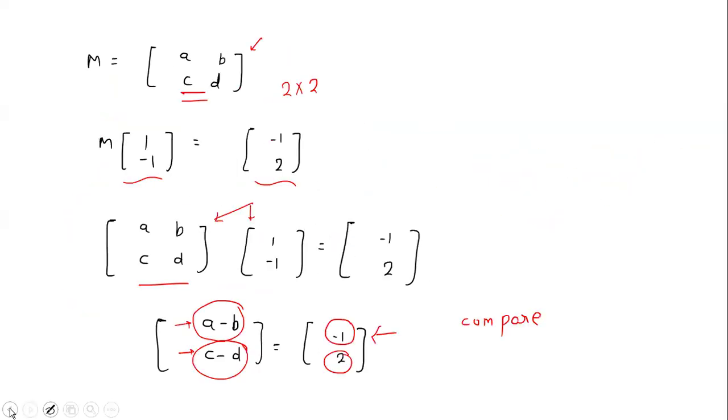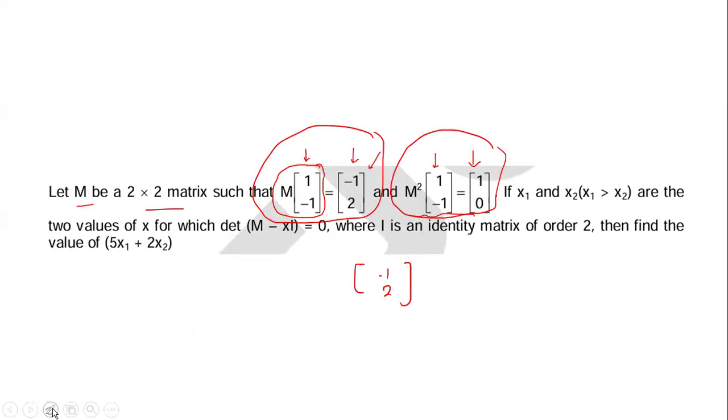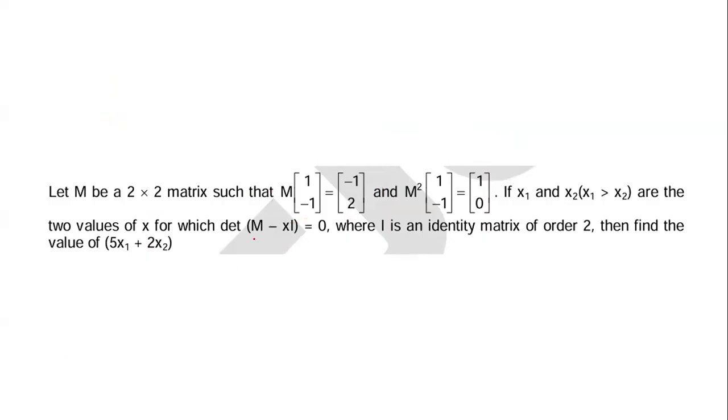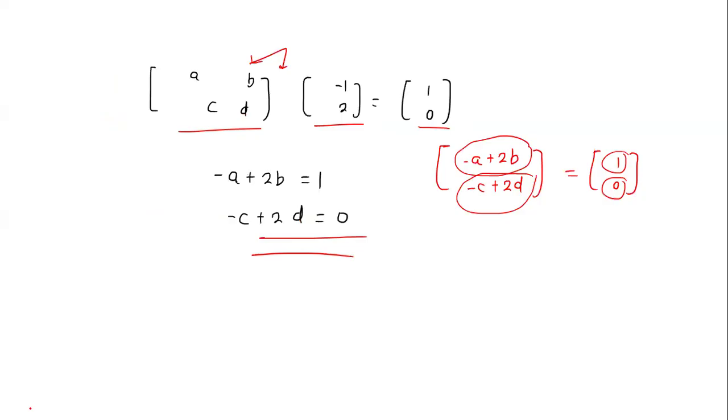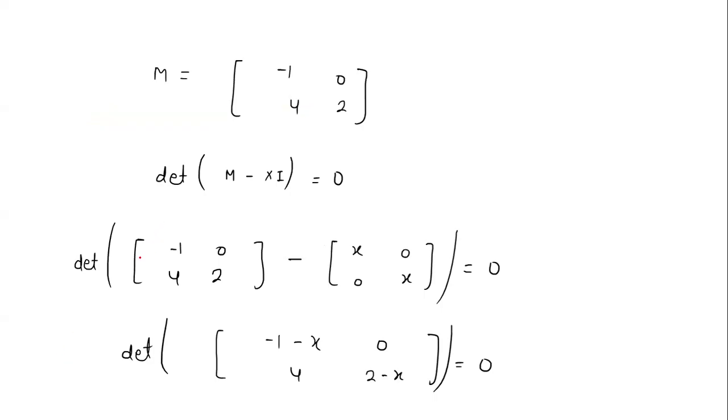Now the next information given in the problem is determinant of M minus xI matrix is 0, where I is an identity matrix of order 2. So we can find out the determinant of this thing because we know the ABCD values, and we now form this M matrix in this way. Initially we assumed the M matrix is this, now we know ABCD values, so you can replace A by minus 1, B by 0, C by 4 and D by 2, and now you got the M matrix.